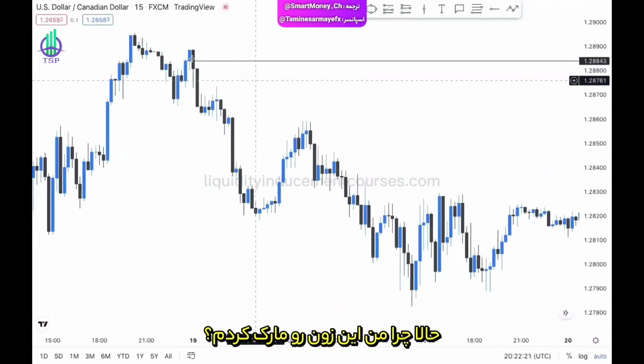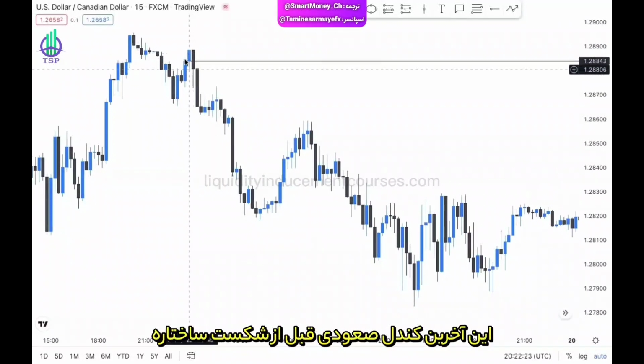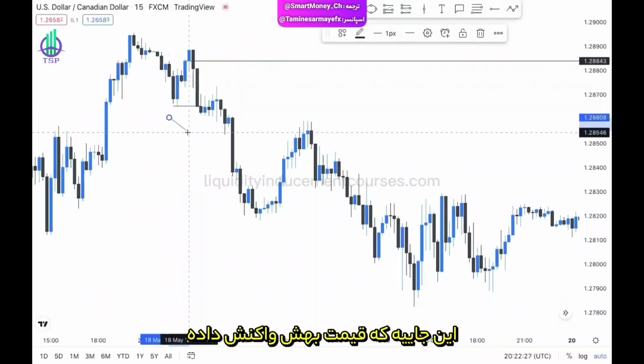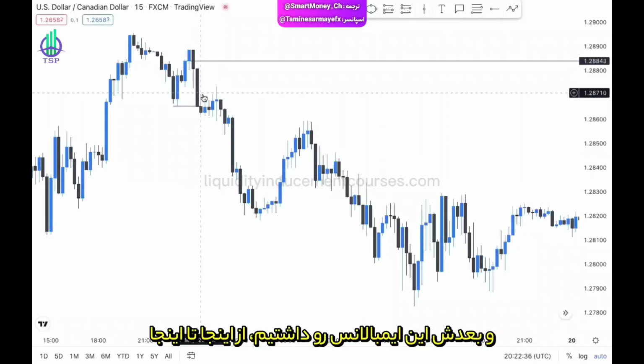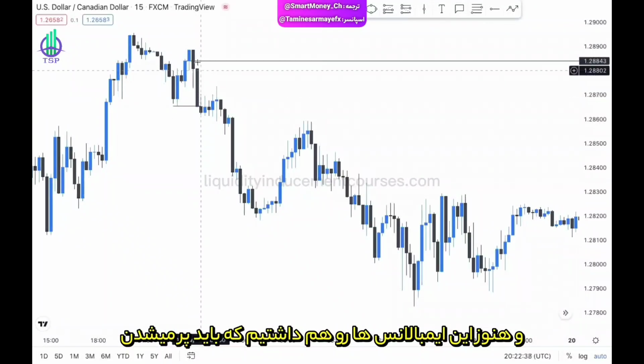Why have I marked this zone? This is the last up candle before we had this break of structure here. So this is where price was actually reacting from. This was the supply that sponsored the sell to the downside. And then we have this large imbalance from here to here, and we still had imbalances on the side that needed to be filled.